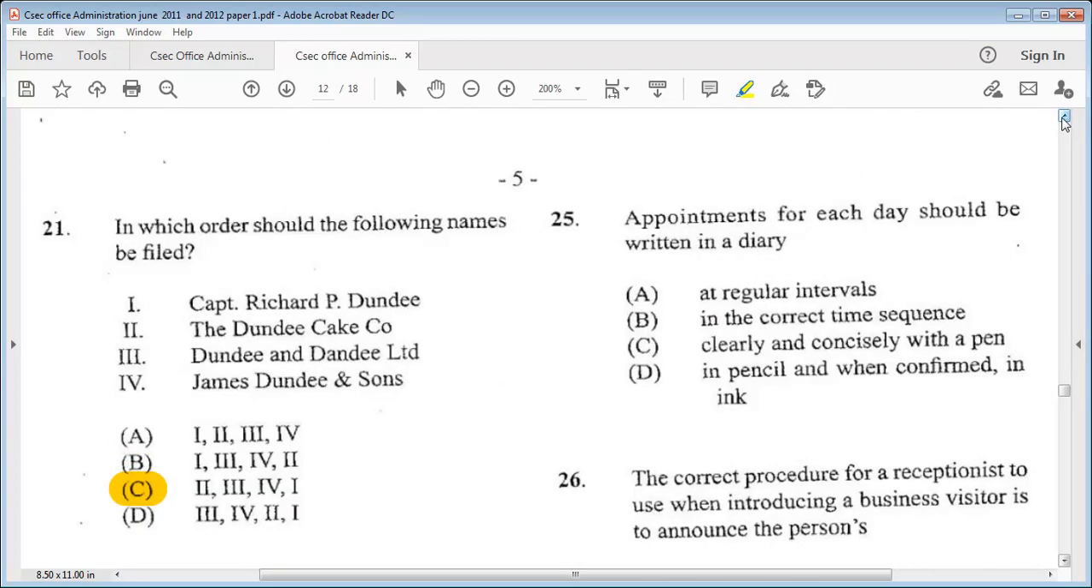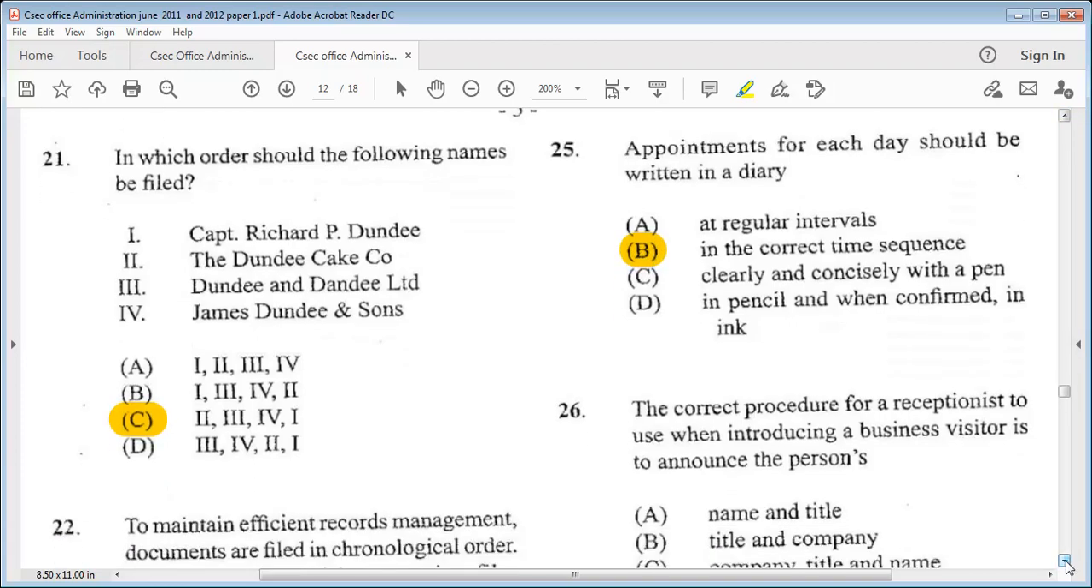Here it says, appointments for each day should be written in a diary: A, at regular intervals; B, in the correct time sequence; C, clearly and concisely with a pen; or D, in pencil and when confirmed in ink. Our answer is B, in the correct time sequence.